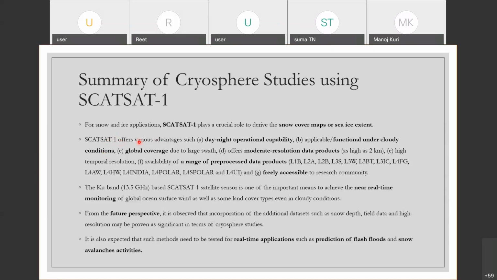SCATSAT-1 offers various advantages such as day and night operational capacity, functioning under cloudy conditions, and global coverage. Even if you use one dataset, two or three will be enough to cover the entire area. So you need to process less data to find information for a regional study. This low resolution data is very good for regional studies.